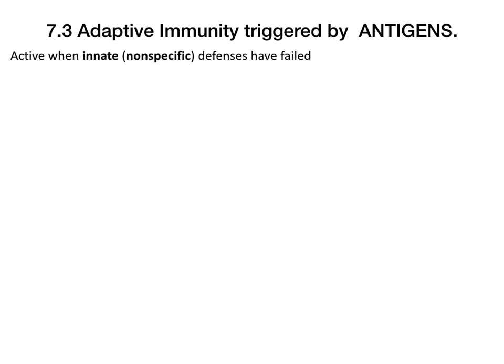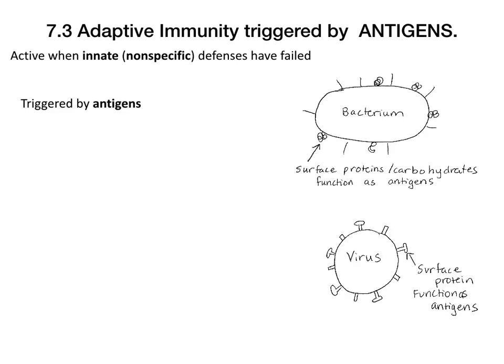All right, so the adaptive immune system is activated in response to what we call an antigen. So that's why I say adaptive immunity is triggered by antigens. And so here I have a picture of a bacterium and a virus, and these pictures are supposed to help you understand what antigens are. So antigens are molecules on the surface of pathogens.